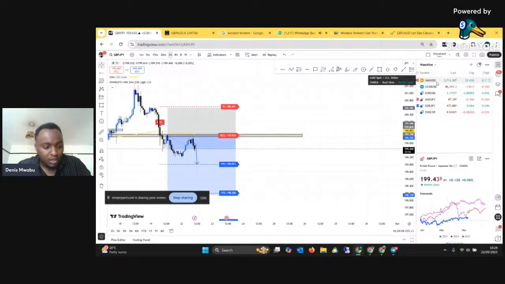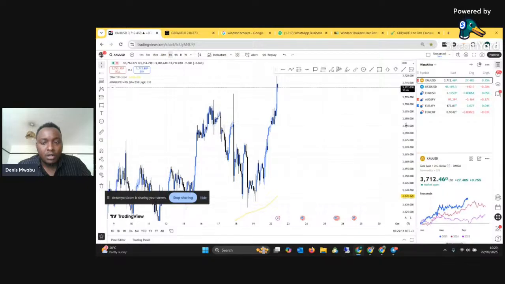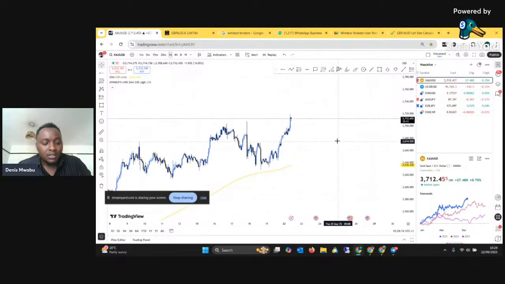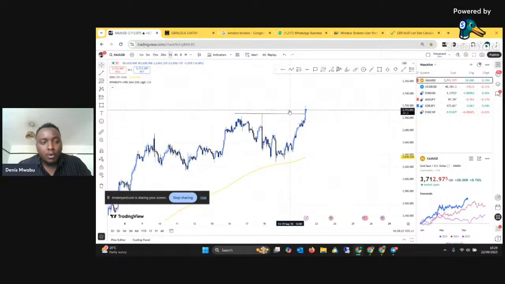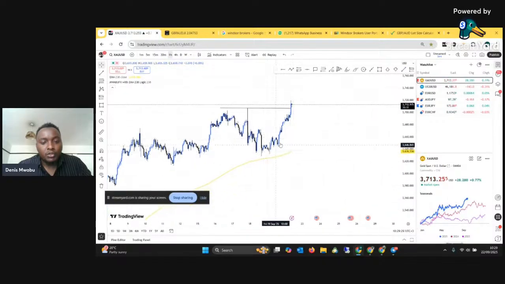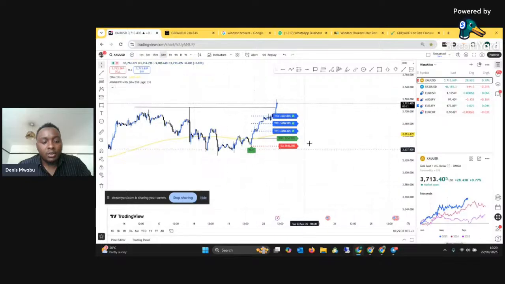On the comments, there's someone who is asking about gold. Gold is at a zone whereby you cannot participate in any trade right now. Take a look at where gold is. Gold on Friday had this push from this area all the way up. This is the last signal that the BMM was able to share.